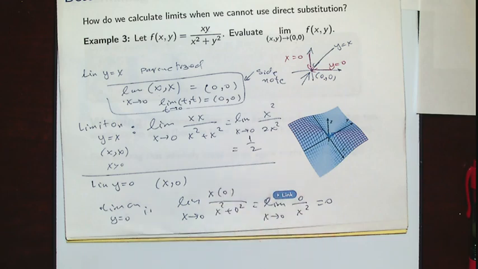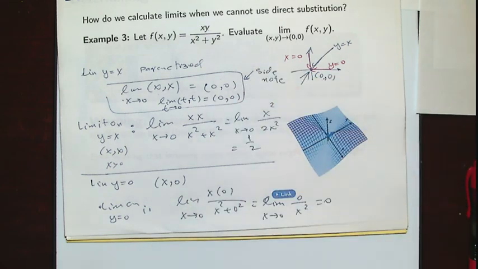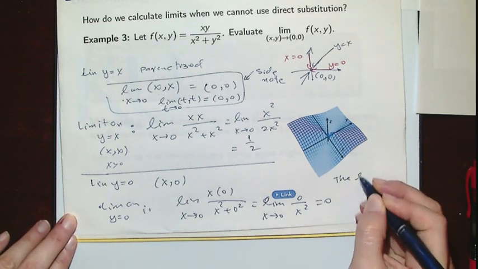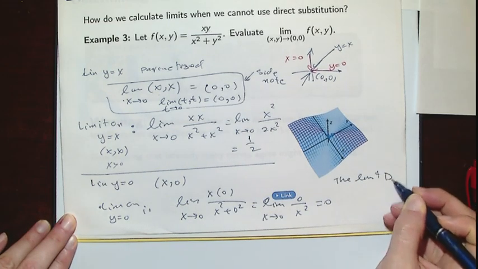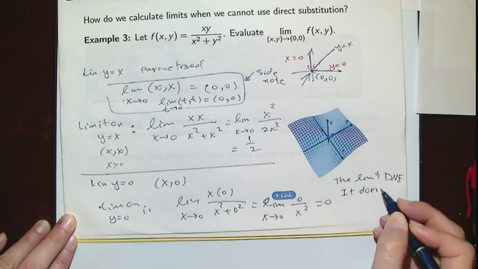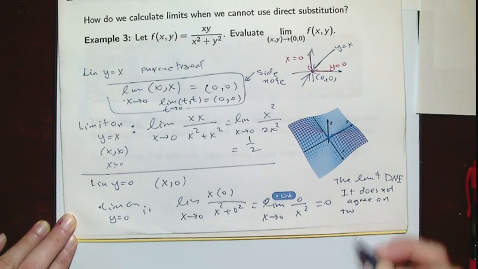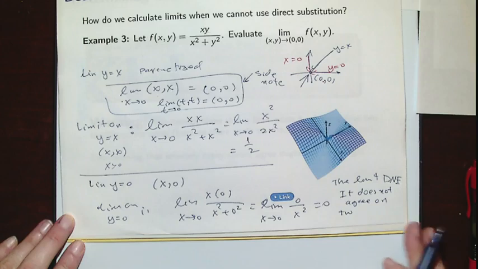Wait, 2 different paths. Just 2 different lines going through 0, 0. I got 0 on one path, 1/2 on the other path. Does the limit exist for this problem? No, it doesn't. So the limit doesn't exist. It does not agree on 2 paths. Can you guys see this? Okay.